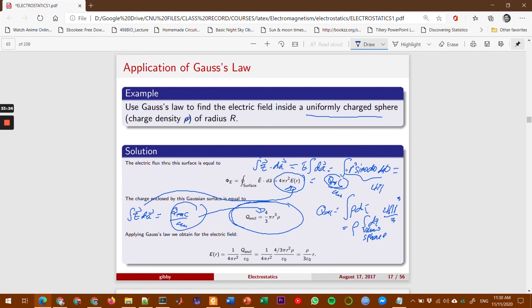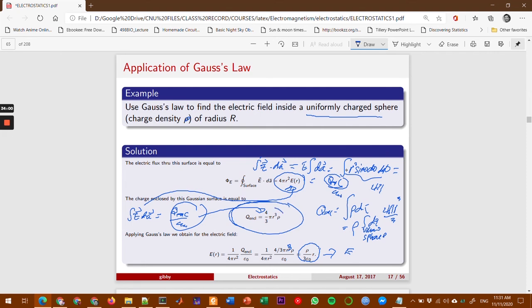So the 4 pi r squared cancels. What remains is rho, and the r. Because this is 4 pi r cubed, the r squared in the denominator cancels, so we have r on top. So we are just left with rho r over 3 epsilon naught. This would be your electric field inside a uniformly charged sphere.